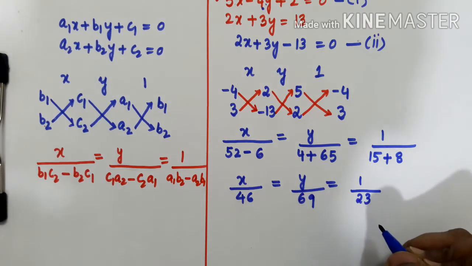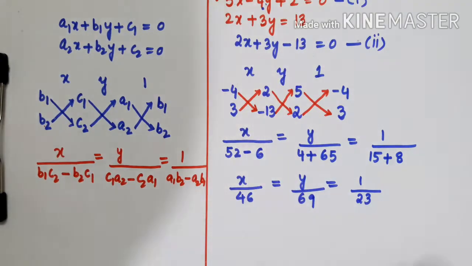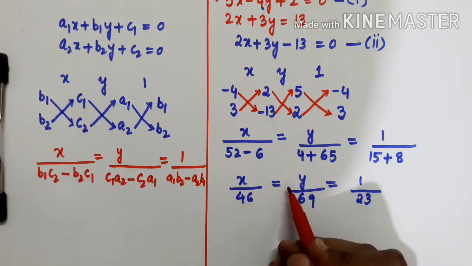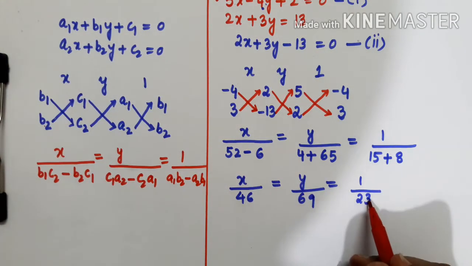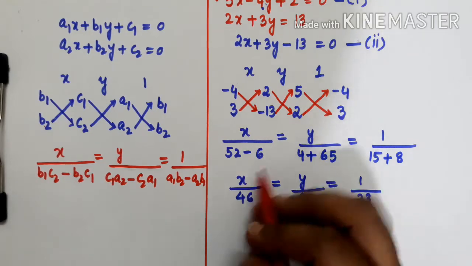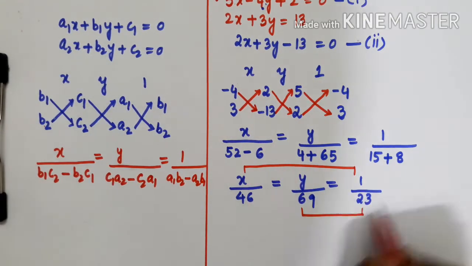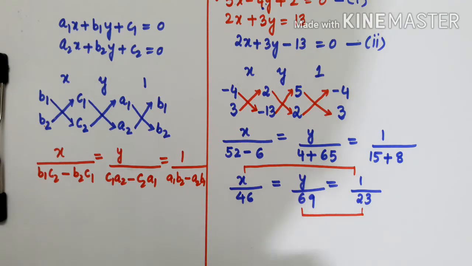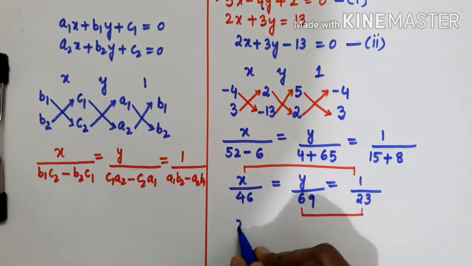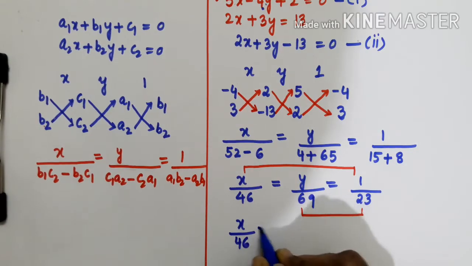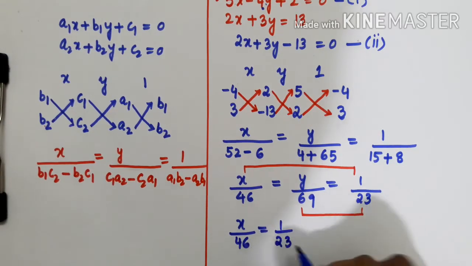Okay, so now what you need to do, see here, x by 46 equals to y by 69 equal to 1 by 23. Okay, this is constant. So x is equal to this one, y equal to this one. All are equal to each other. So let us just do x by 46 equals to 1 by 23.